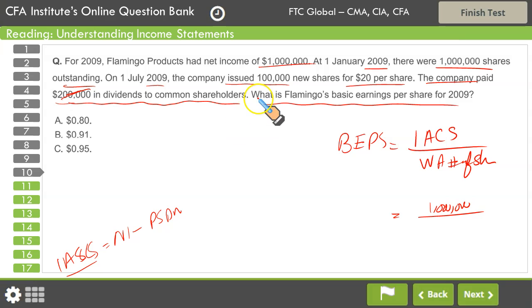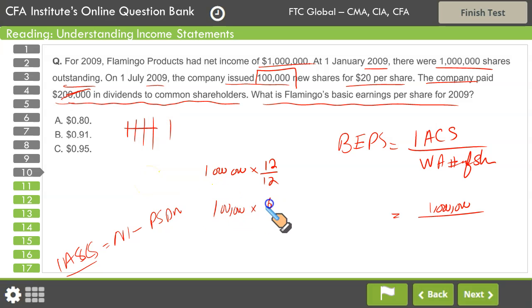How many shares do we have at the start? 1 million shares. And they remain outstanding throughout all 12 months, so they carry a weight of 12 out of 12. Then we issued an additional 100,000 new shares on 1st July, which means they remain outstanding July, August, September, October, November, December, 6 months. So these 100,000 shares carry a weight of 6 out of 12, meaning 50,000. 50,000 plus 1 million, the weighted average number of shares is 1,050,000.